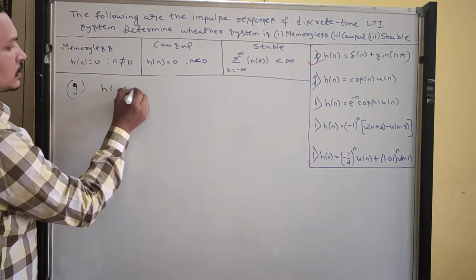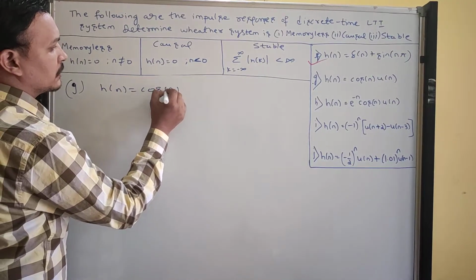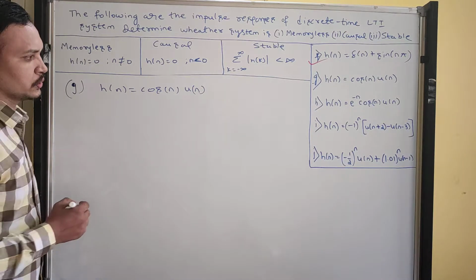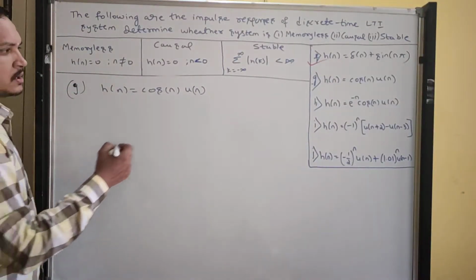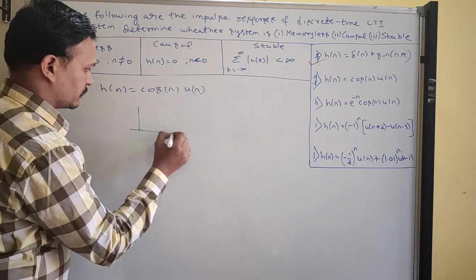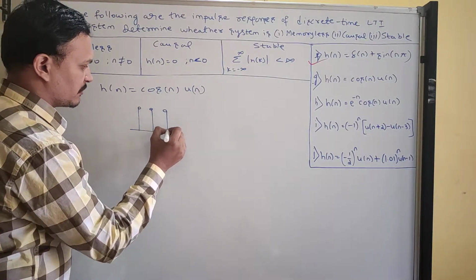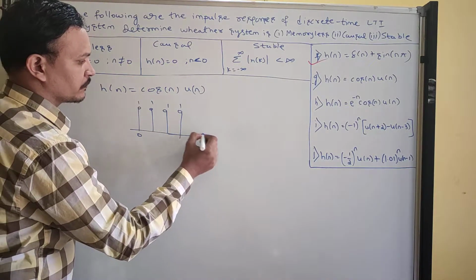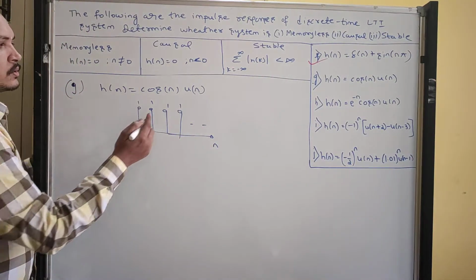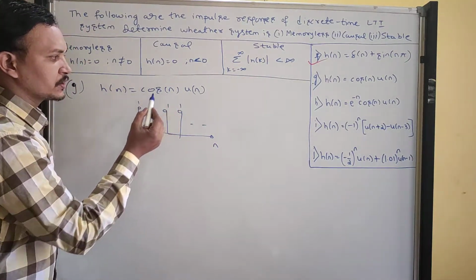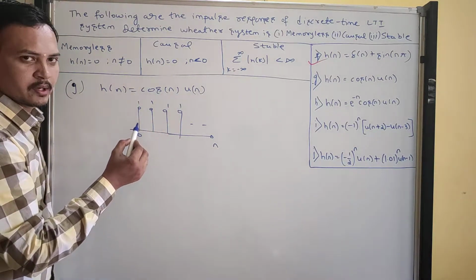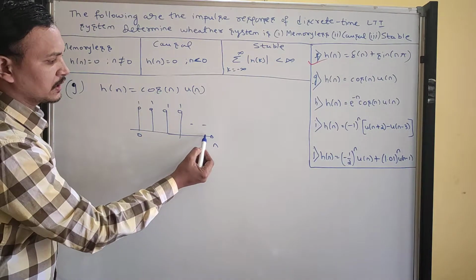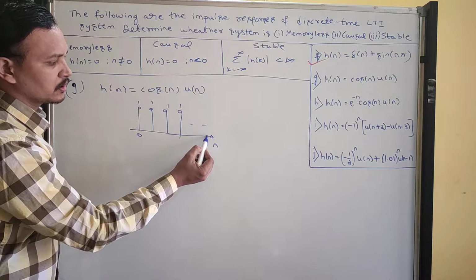h of n is equal to cos n into u of n. Check for memoryless. So what is u of n? It has magnitude 1 from 0 to infinity. Now put n equals 0. What is cos 0? 1. 1 into 1 you will get 1. Now put n equal to 90. What is cos 90? 0. So at the 90th sample you will get magnitude 0.